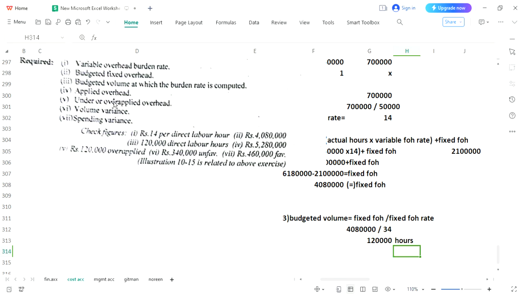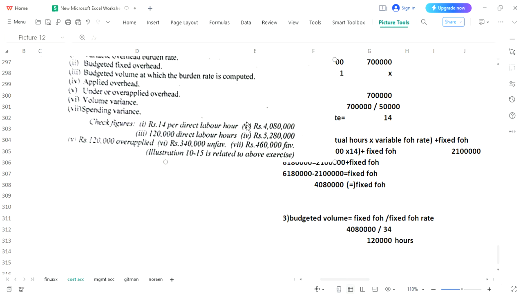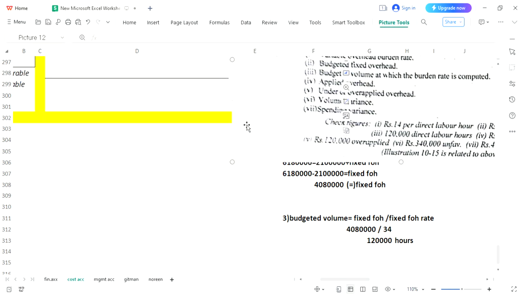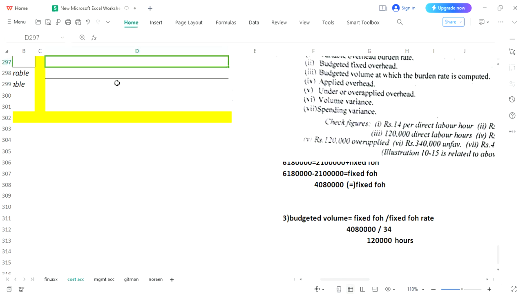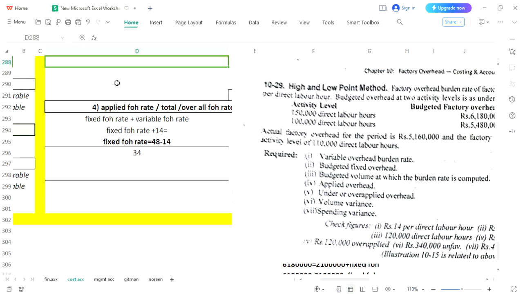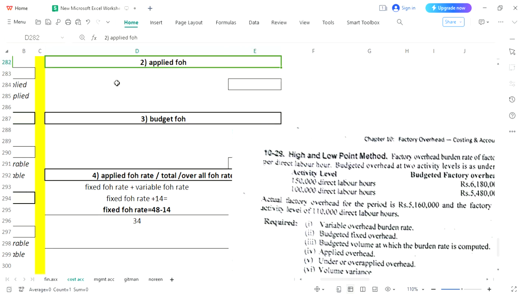Remaining all answers are traditional and usual. We do calculate according to our format. Applied, under or over applied, volume varies. Let's calculate applied FH as well, but we will use the same format to calculate it. Put it to the right side, and we will go to our format. We will be used to calculate everything.